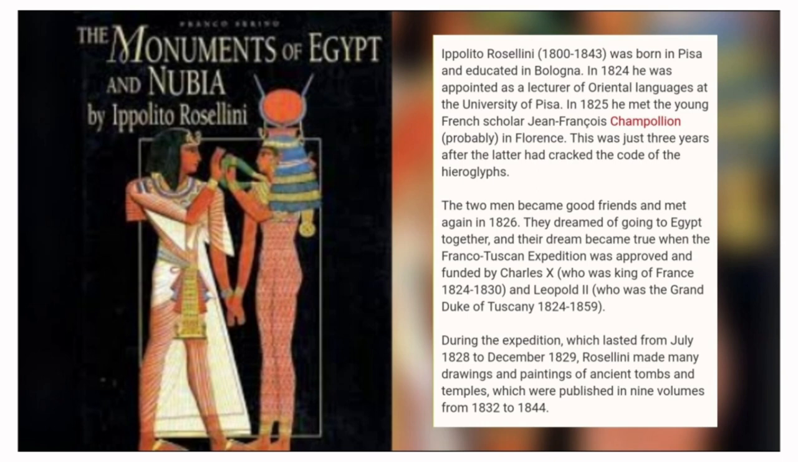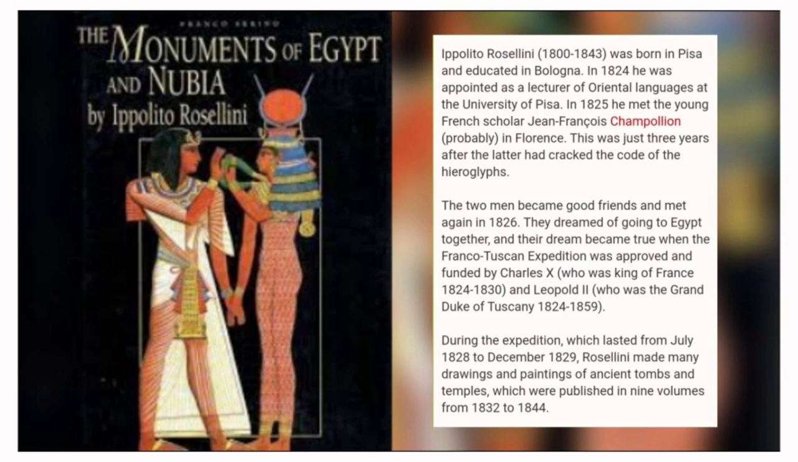In 1825, he met the young French scholar Jean-François Champollion, probably in Florence. This was just 3 years after the latter had cracked the code of the hieroglyphics. The two men became good friends and met again in 1826. They dreamed of going to Egypt together, and their dream became true when the Franco-Tuscan expedition was approved and funded by Charles X, who was the King of France from 1824 to 1830, and Leopold II, who was the Grand Duke of Tuscany from 1824 to 1859.